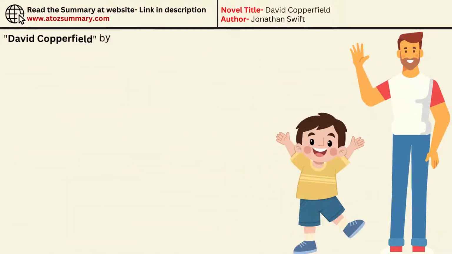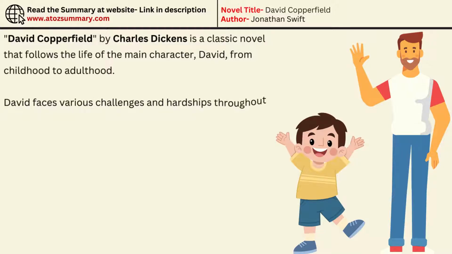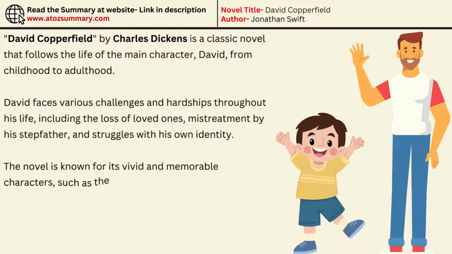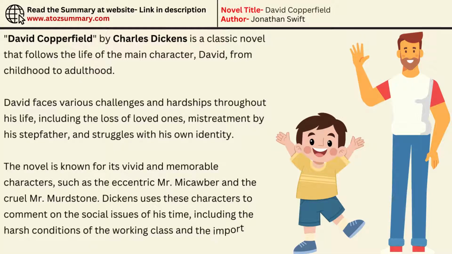David Copperfield by Charles Dickens is a classic novel that follows the life of the main character, David, from childhood to adulthood. David faces various challenges and hardships throughout his life, including the loss of loved ones, mistreatment by his stepfather, and struggles with his own identity. The novel is known for its vivid and memorable characters, such as the eccentric Mr. Micawber and the cruel Mr. Murdstone. Dickens uses these characters to comment on the social issues of his time, including the harsh conditions of the working class and the importance of compassion and kindness.